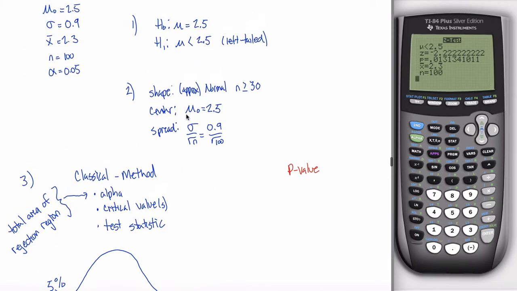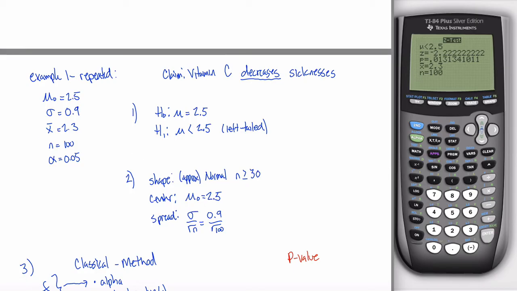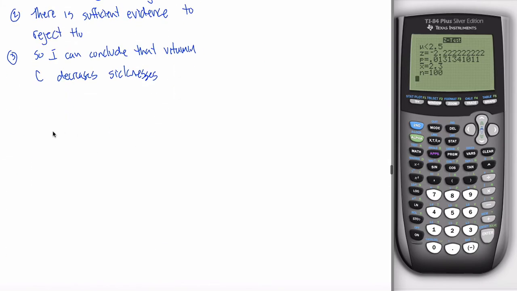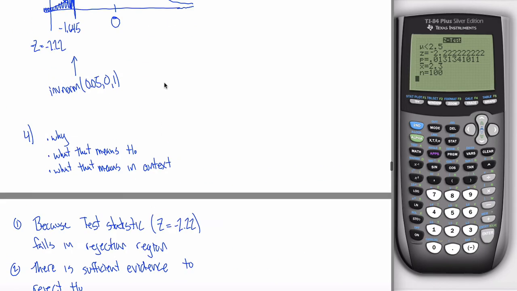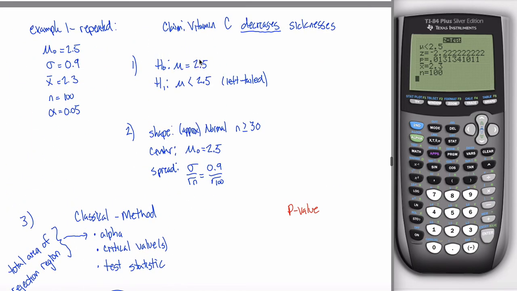What if this problem were different? All right, what if I changed it so that my alternative hypothesis, so maybe this is example 2, same, except the claim is that vitamin C increases sicknesses. And maybe so that it makes sense to be claiming that vitamin C increases sicknesses, we'll suppose that X bar was 2.6. Right? My baseline level of sicknesses, remember, was 2.5.